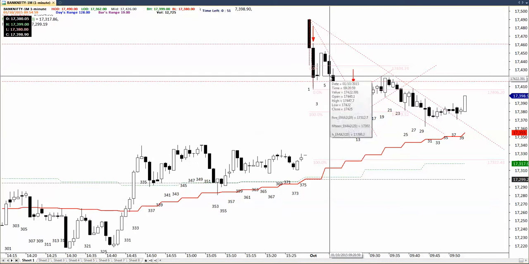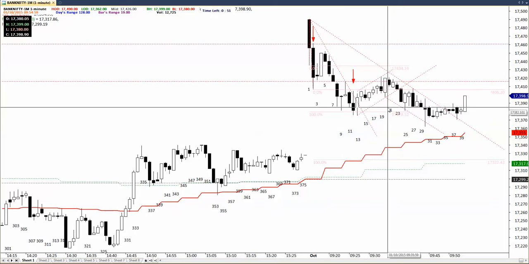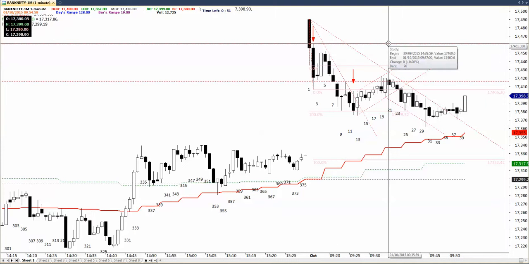Bar 6, 7, 8 straight away, 3 bear bars moving down, closing nicely bearish.